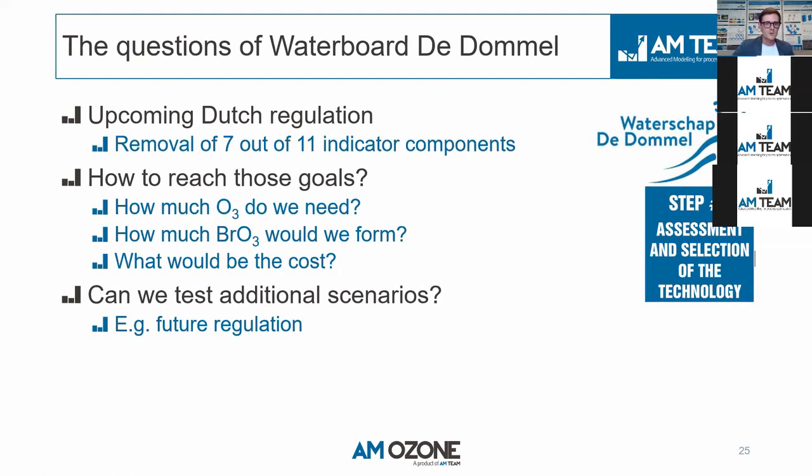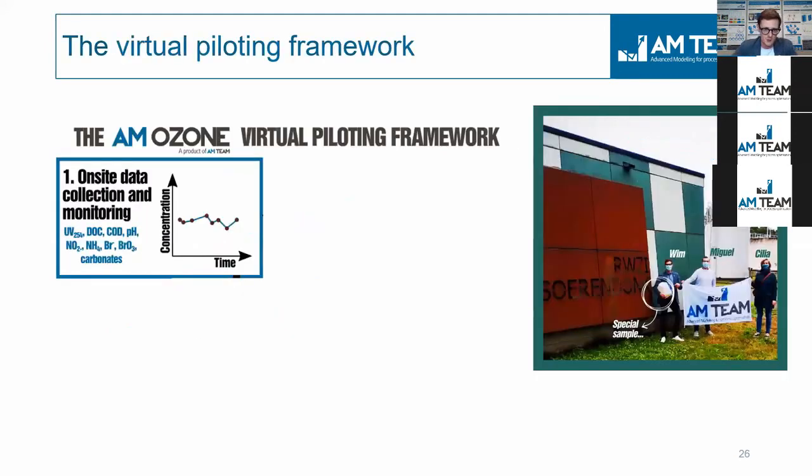Waterboard De Dommel didn't really feel like building quite an advanced pilot on site, so we went for the simulation route. How did it work? Well, we started collecting some on-site data, offline and online. Online means pH, ammonia, which is already there, and also UV254, for example. Offline means DOC, nitrites, carbonates.